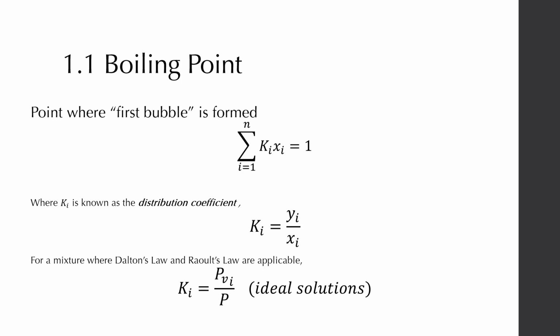For mixtures that Dalton's law and Raoult's law hold, K is defined as the ratio of the vapor pressure to the total pressure of the system, which is in the case of ideal solutions.